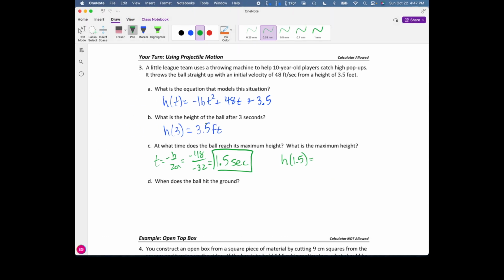I lost my mouse there. Okay. Struggling a little bit right now. All right, so that's our max height. So max height of 39.5 feet at 1.5 seconds.